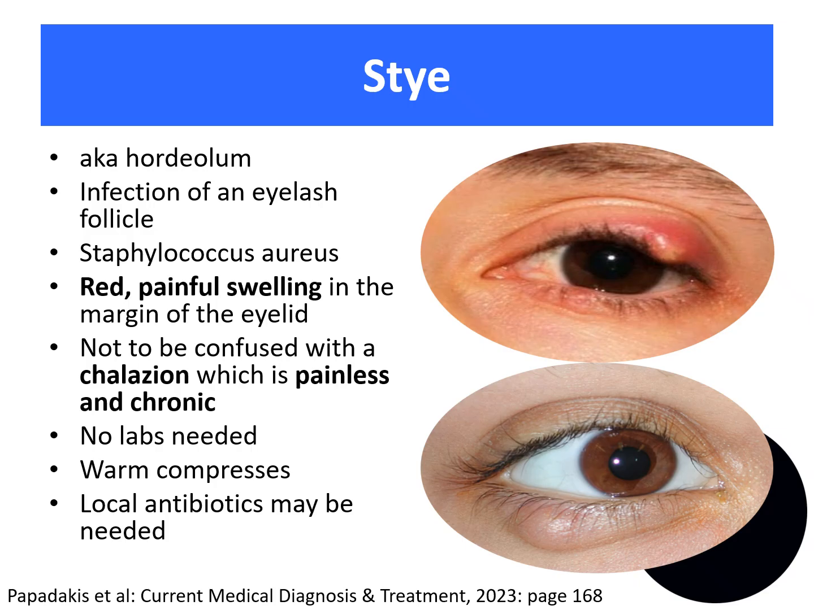Warm compresses 3 to 5 times a day, and a good idea would be have the patient make themselves a cup of tea, and after they've extracted the tea bag, which is still relatively warm, take that tea bag and hold it over on the painful swelling until the heat disappears, and you do that 3 to 5 times a day. Local antibiotics might be needed.